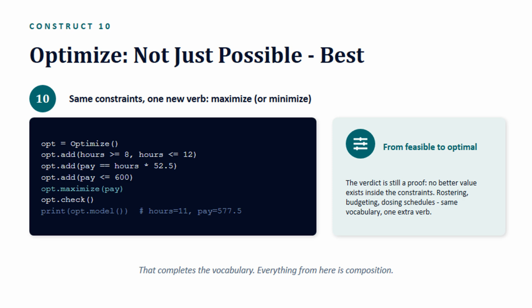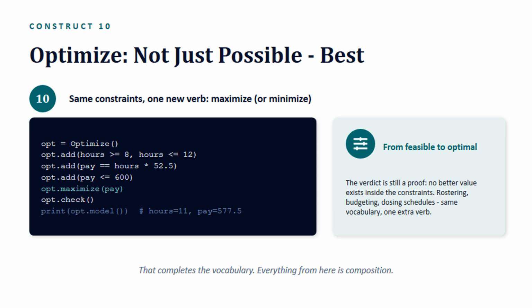Construct 10, the last one: optimize. Everything so far asked, is this possible? Optimize asks the more ambitious question: among all possible worlds, which is best? And the syntax is almost insultingly small. Swap solver for optimize, keep every add exactly as before, and speak one new verb, maximize or minimize.